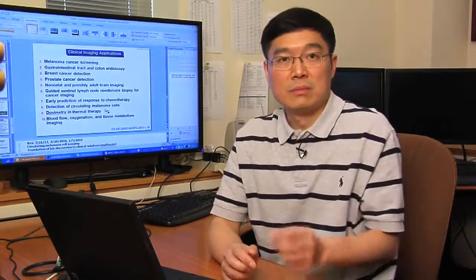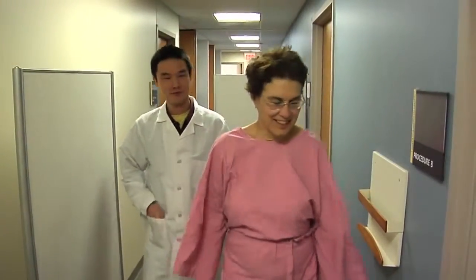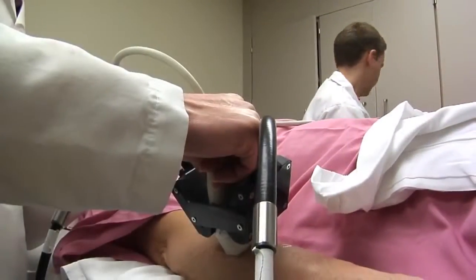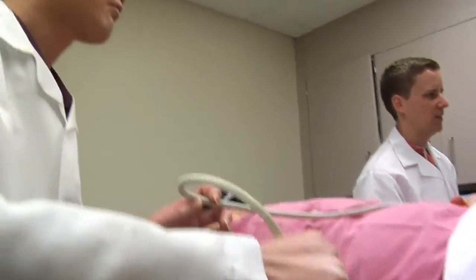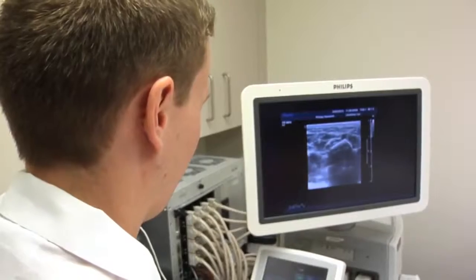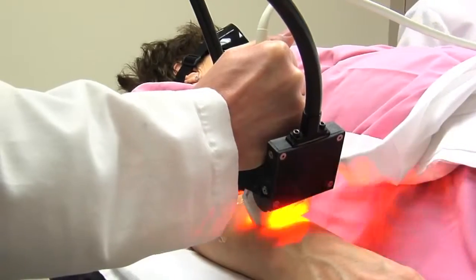There are a number of applications. We can start from the very superficial cases like melanoma. Or we can miniaturize the device for the GI tract, the gastrointestinal tract, or colon. This device can be very useful for breast cancer imaging, maybe prostate cancer imaging, brain imaging. We're also thinking about breast cancer staging using this device, early prediction of response to chemotherapy, detection of circulating melanoma cells, tumor cells, maybe even dosimetry control in thermal therapy.